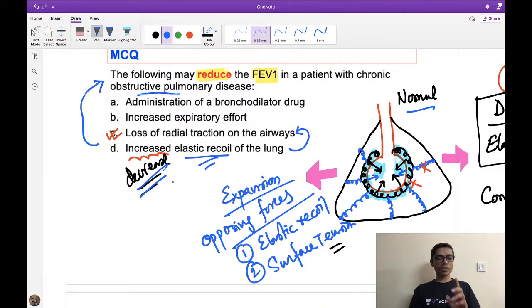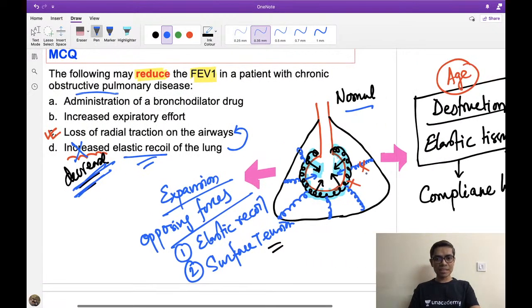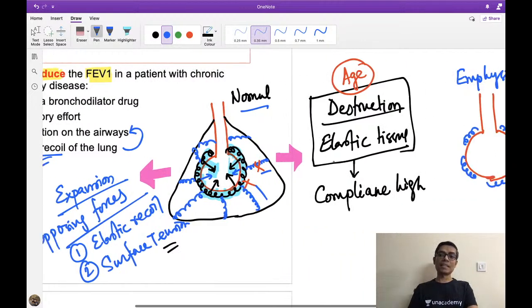So first of all, I told you that there is destruction of the elastic tissue, because of which there will be a decrease in the elastic recoiling force, not an increase. So increase is the wrong word here. But because of the decrease in elastic tissue, I can understand that there will be loss of radial traction on the airway. This elastic septum provides traction on this airway, traction on this alveoli. Okay, they are lost. But how is this loss of radial traction going to reduce your FEV1? That is the basic thing.